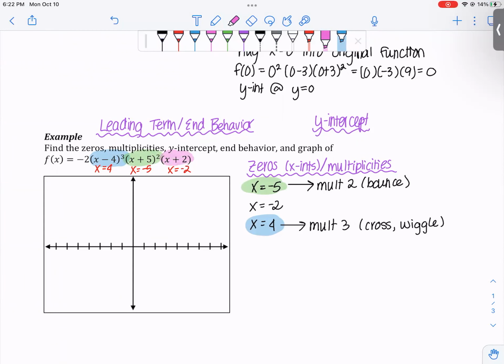For x plus 2, we got the 0, negative 2. The multiplicity is 1. So we're going to cross, and we are not going to wiggle because the multiplicity is 1. Odd multiplicities always cross. 1 has no wiggle. Everything else has a wiggle.